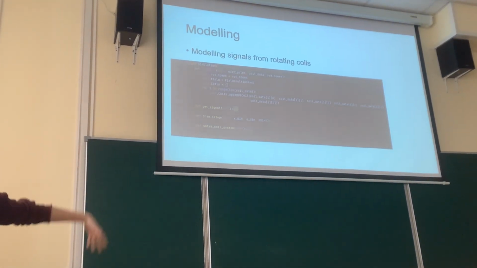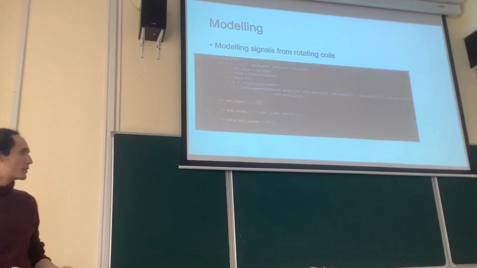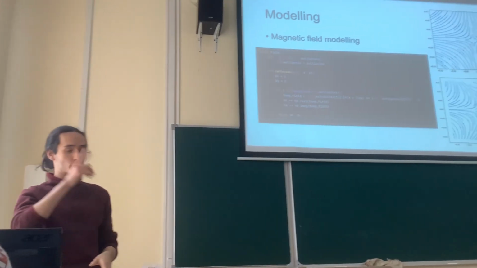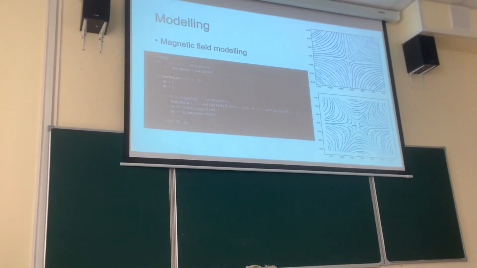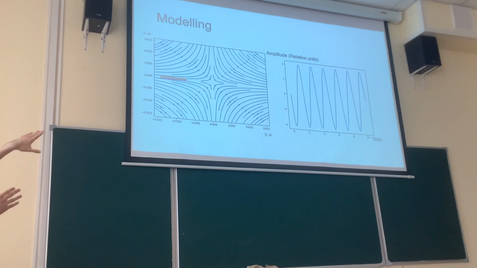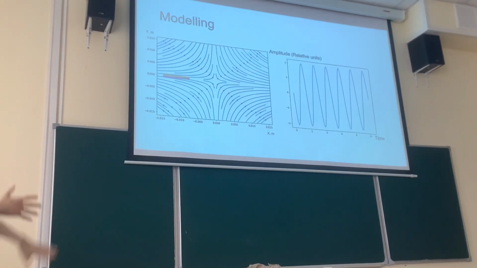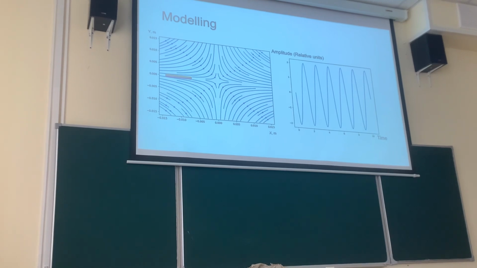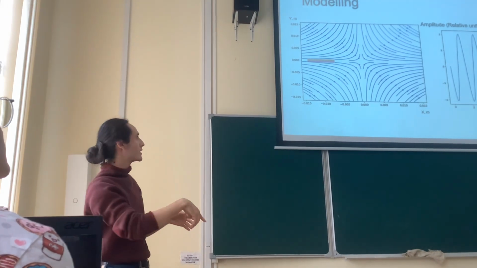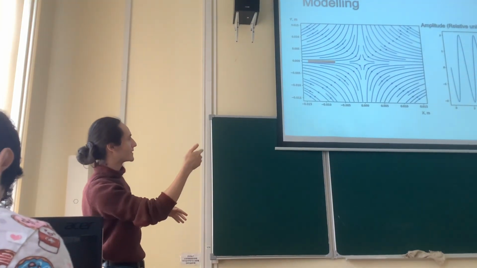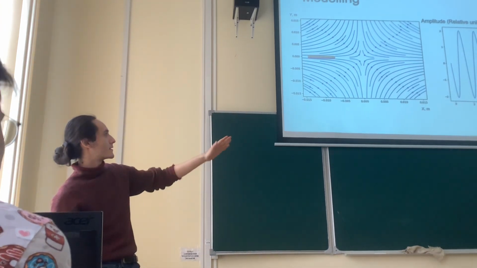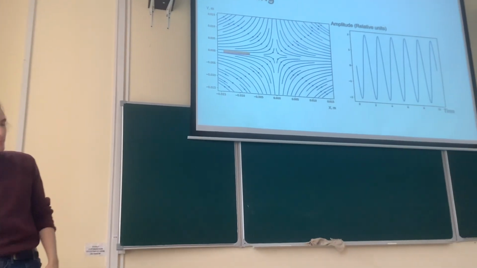This is the part of the code that models the signals from the coil. When you rotate a coil inside of a field like this, it gives you a sine wave, and this sine wave is what I model. Here you see a coil, one coil, and you rotate it around the axis that is at the center point. And you get this signal, which is a sine wave, like it should be.